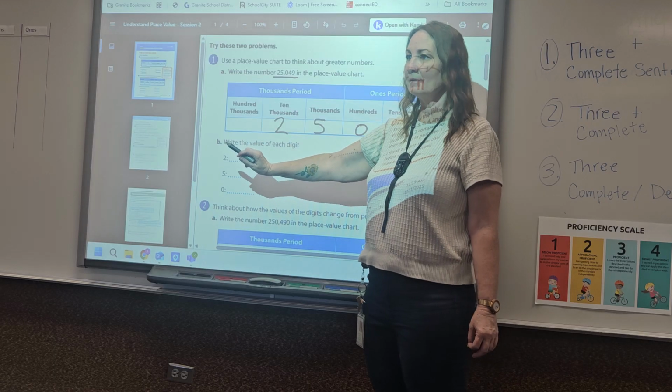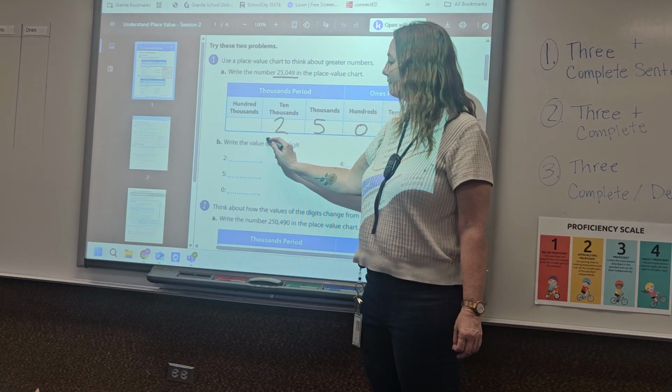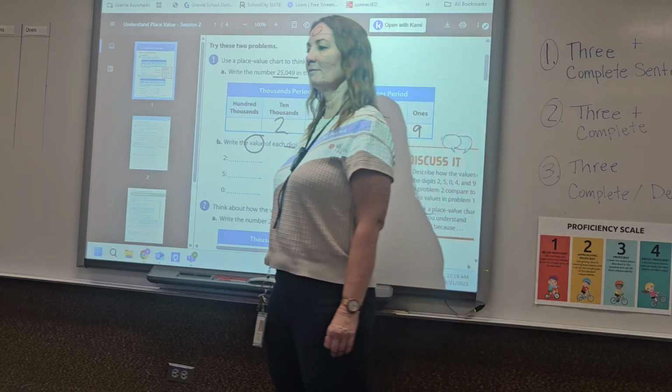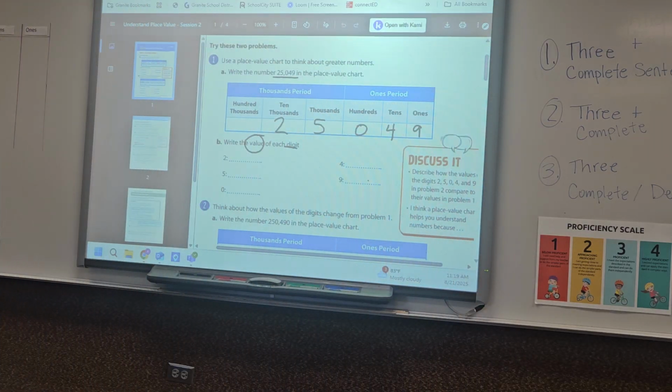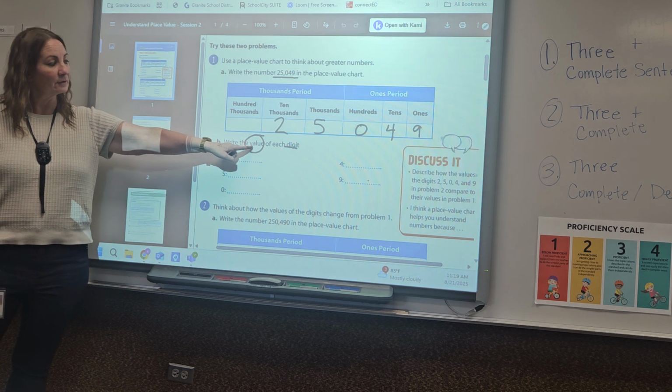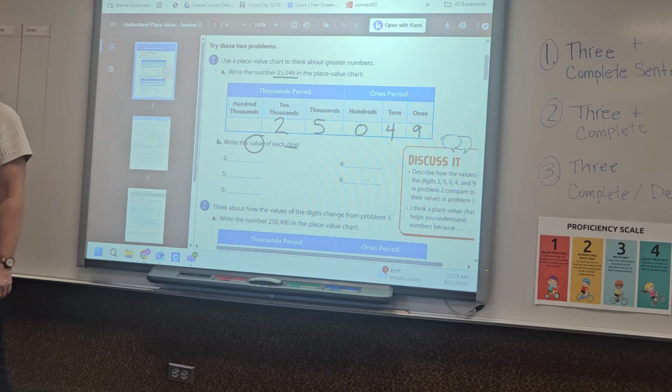Read this with me. Let's try again with everybody. Write the value of each digit. Circle that word value. It's always important to circle those key words because they help us to know what to do. They like to trick us a lot to see if we really are thinking. So we know we're looking for the value. We know value is how many cookies.